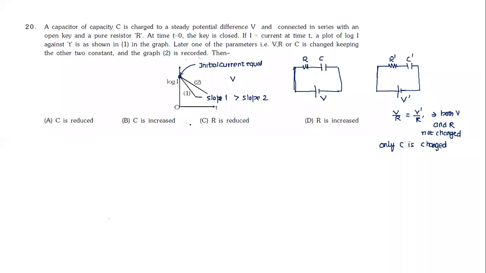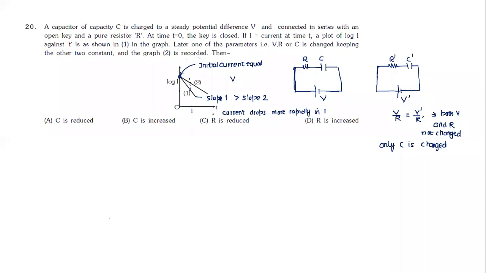So what does it mean? The y-intercepts are equal, but the slope is steeper. So what does it mean? Current drops more rapidly in which case? If I take a particular time, which will have more current? The second one will have more current and the first one will have less current. So current drops more rapidly in the first case.